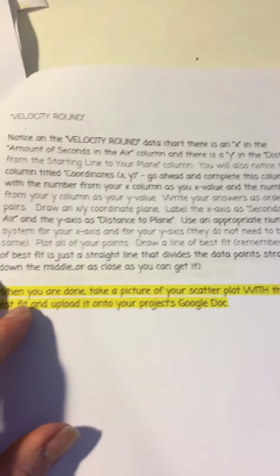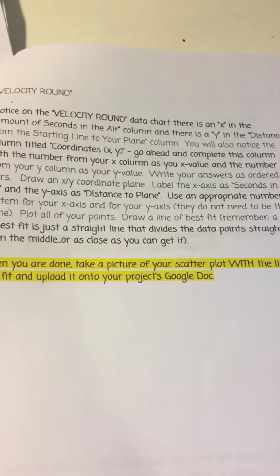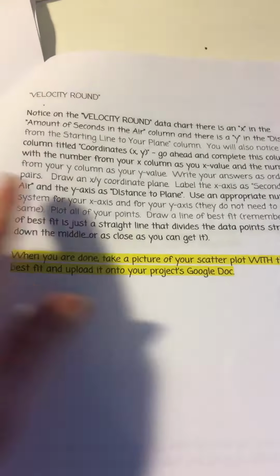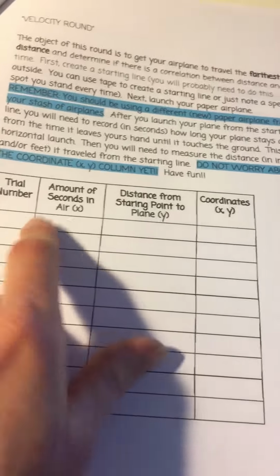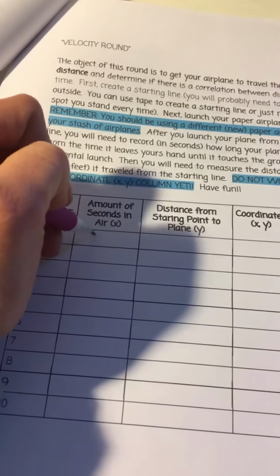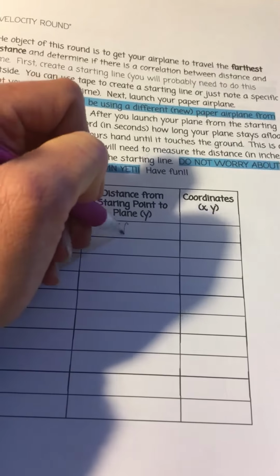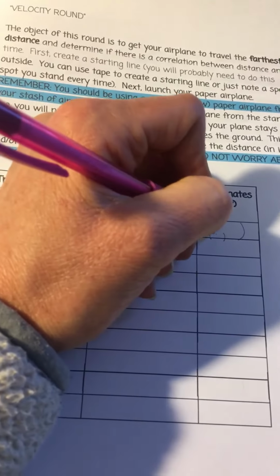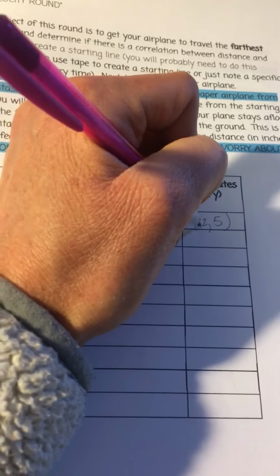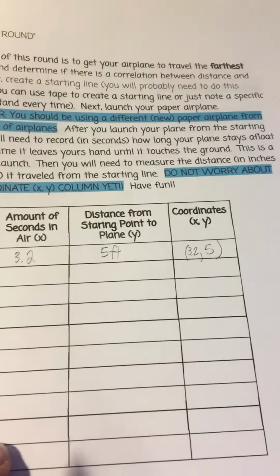Okay, so for velocity round, it says you have your X and your Y columns, and then you have your column titled coordinates XY. So at this point, if you haven't already, I said you didn't have to, but some of you probably did. I know how you are. If you haven't already, you can go ahead and fill in your XY coordinates. So let's say that the amount of seconds in velocity round that my airplane was in the air was 3.2 seconds, and the distance from the starting point was 5 feet. So then when I write my coordinates in here, I'll have 3.2 as my X, and my Y coordinate is 5. Okay, and that's how you're going to go ahead and do all of these.